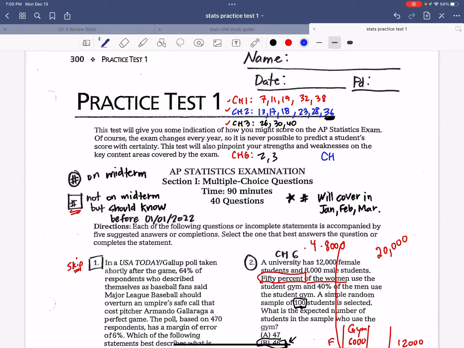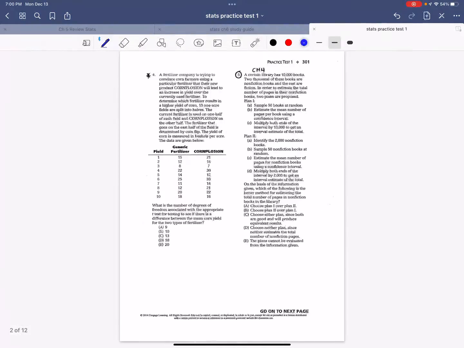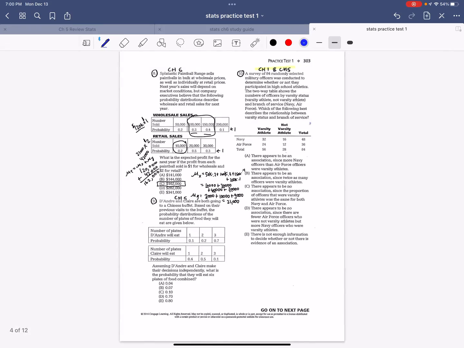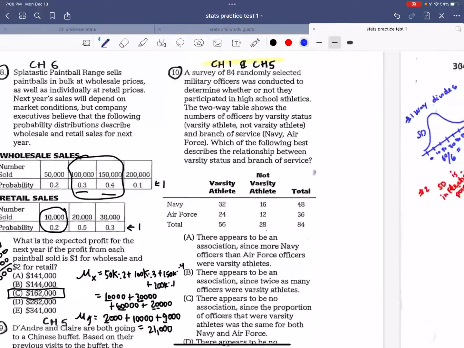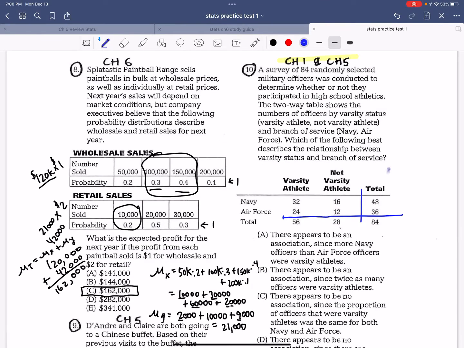Hey guys, we're doing chapter 5. Okay, so we've done all these. Chapter 4 is on the quiz. This one, I think some classes we did this together, but I'm not sure in period 3. So let's go ahead and do it.